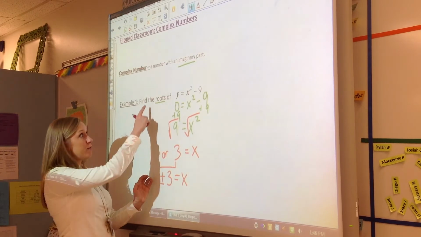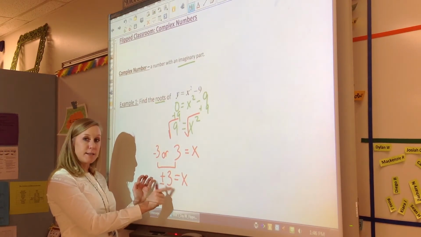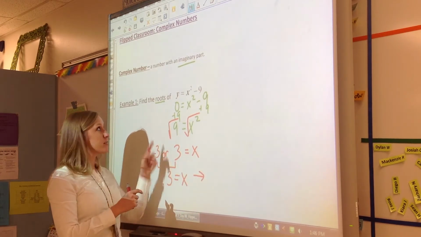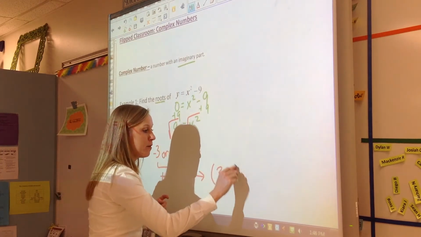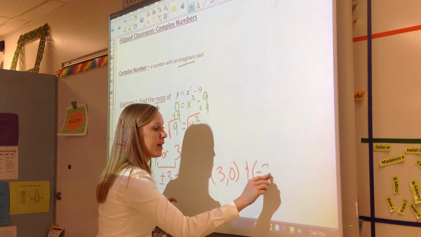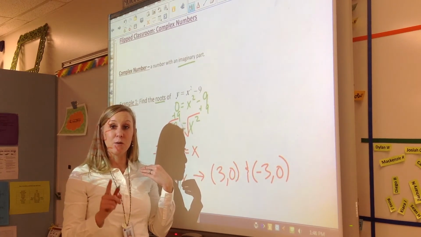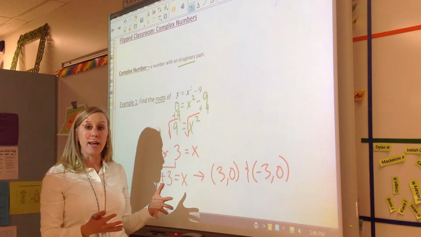So here I solve for x. I found the roots. The roots are plus 3 and minus 3. So we would rewrite this as coordinate points, because we know that roots are coordinate points. And we would name them (3, 0) and (-3, 0). And if you look at the problem that we did in the previous video, in the first video, this is exactly what we got. So this is just a different way of looking at it.